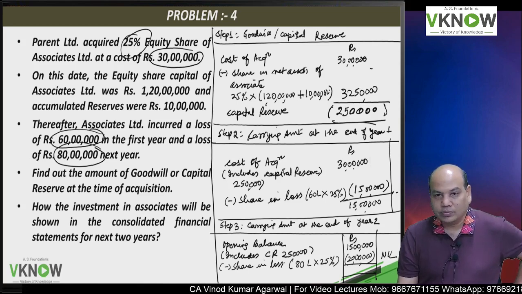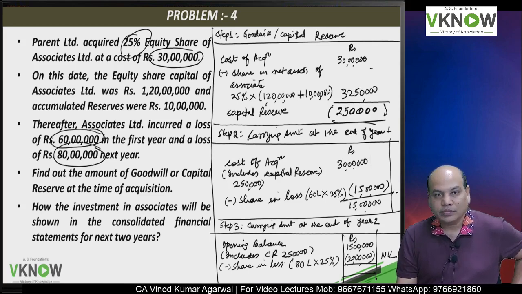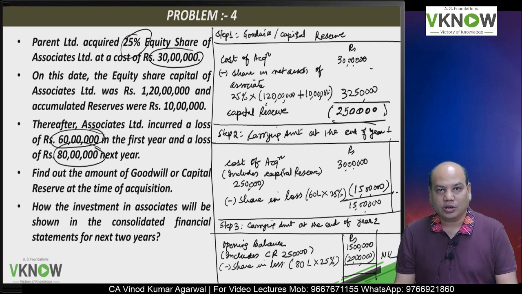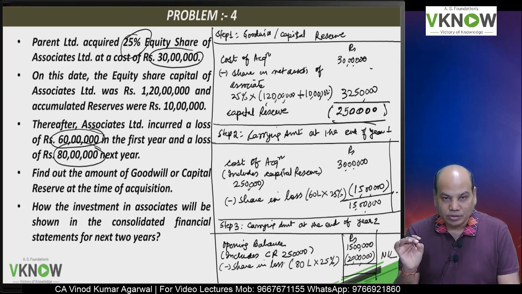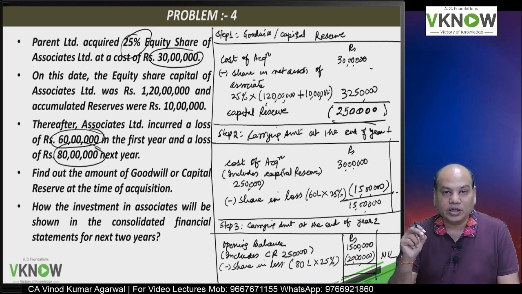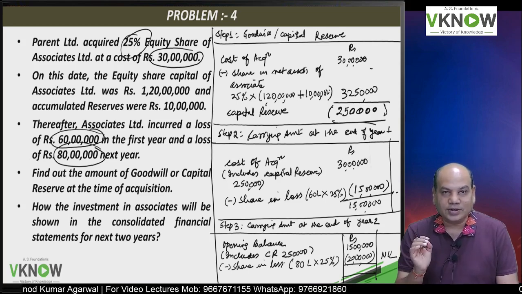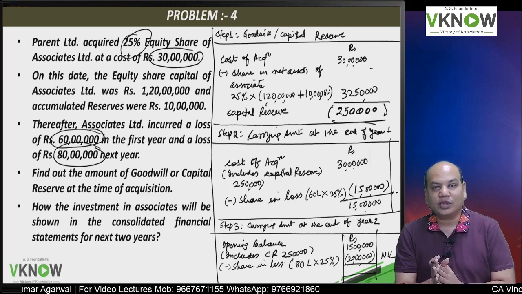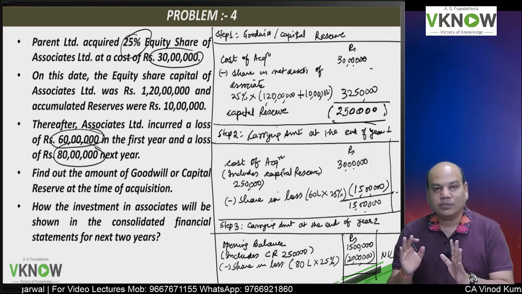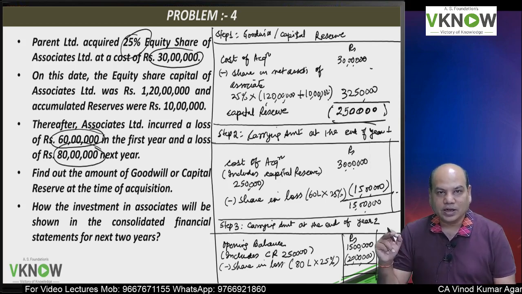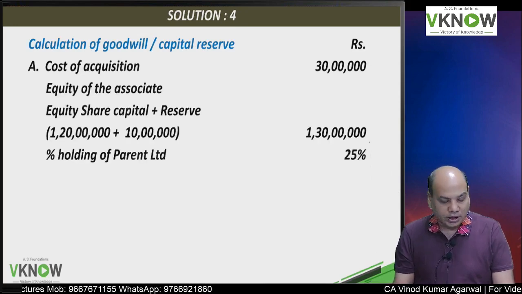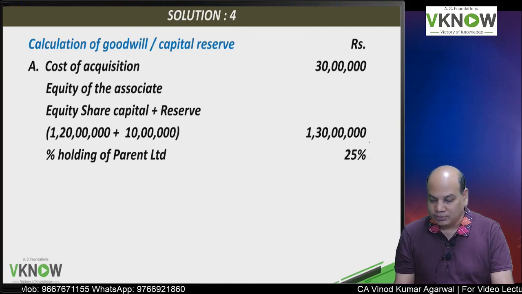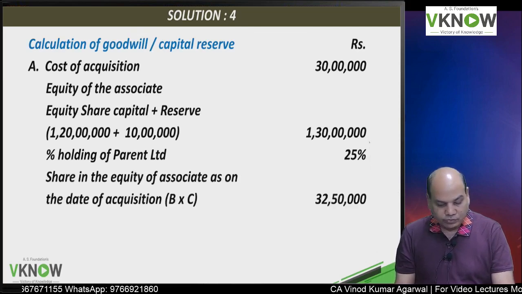Why nil? Because we have studied that if after adjusting the share in loss, the balance becomes negative, you will record nil amount. You can show negative amount only if the investor has undertaken an obligation or has given guarantee or has made payment on behalf of the associate. If nothing is given, if the balance is negative, I will say carrying amount will be nil and I will write a note for that. So that note is printed in the book below the second year. You can copy that note from there.